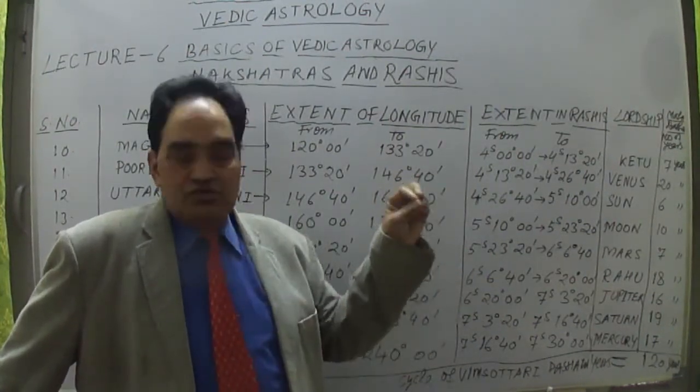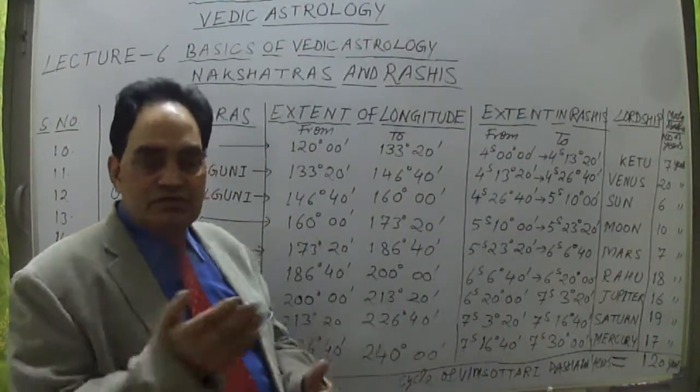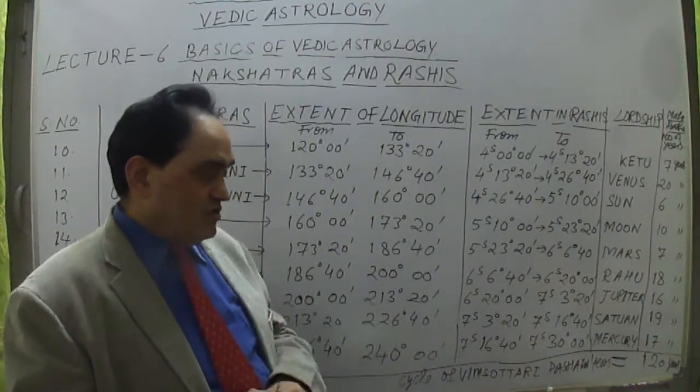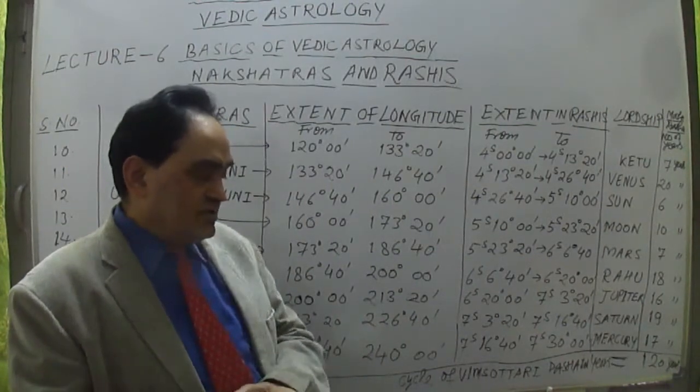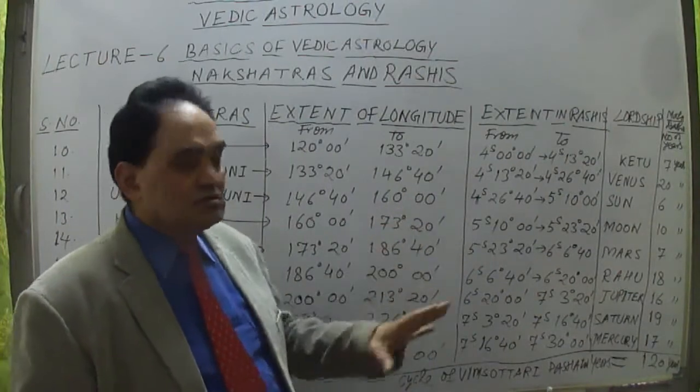Then Ketu, after Ketu, Venus, 20 years. Then Sun, 6 years. So these are the major periods which come in a cyclic manner. Right, they are just repeated. This is how these planets' periods are to be calculated.